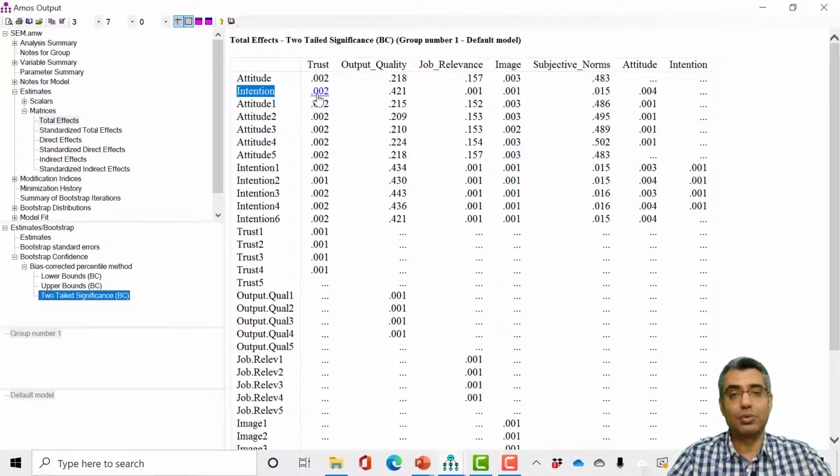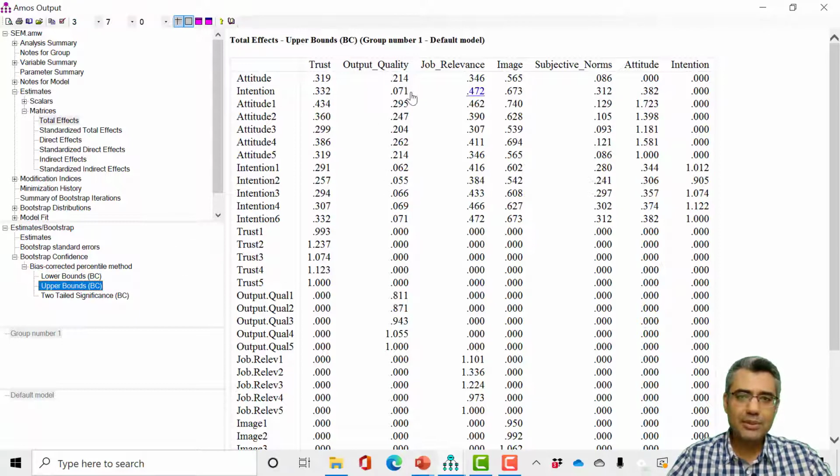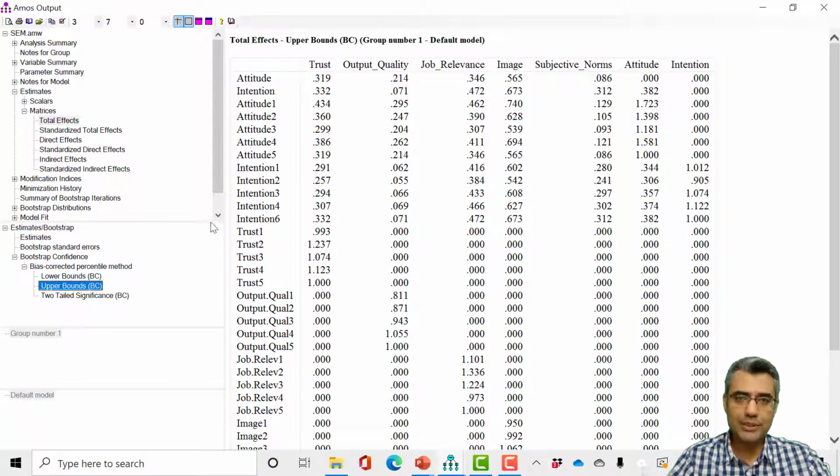You see? Yeah, correct. For another one, let's check the output quality to intention. The lower bound is negative 0.175. The upper bound is positive. So it ranges from a negative value to a positive. I'm switching between lower bound and upper bound, you see?